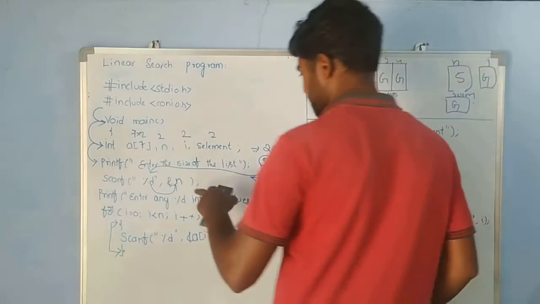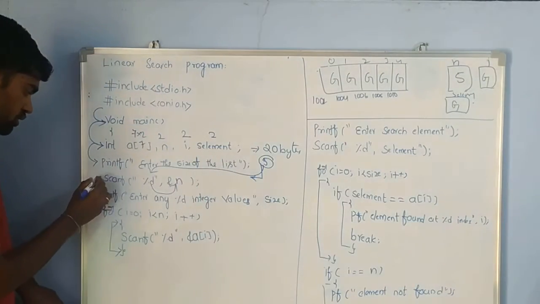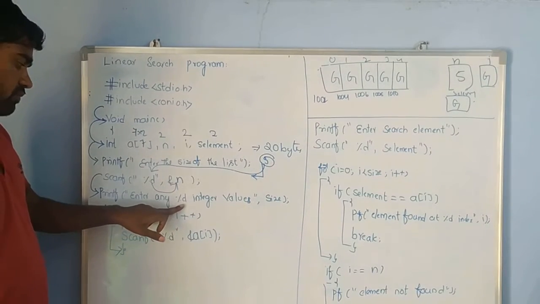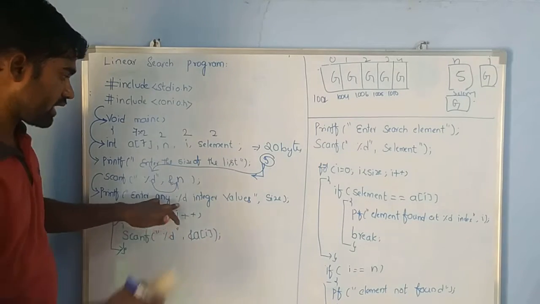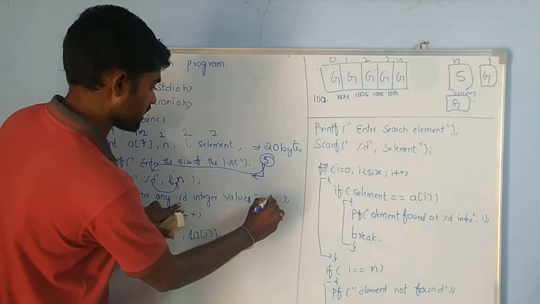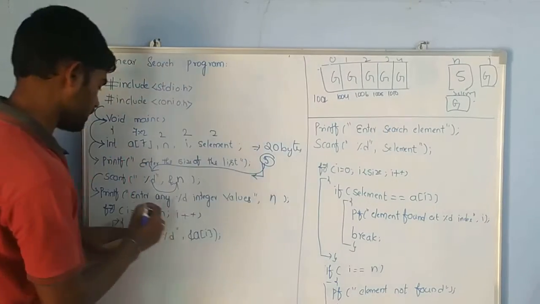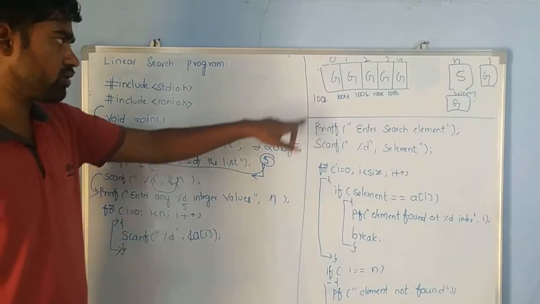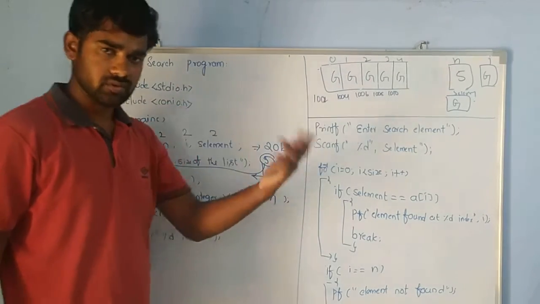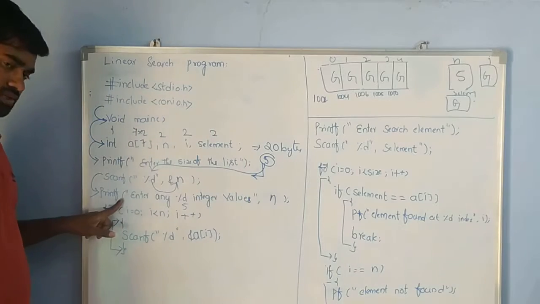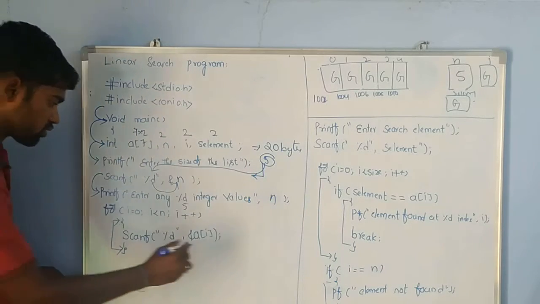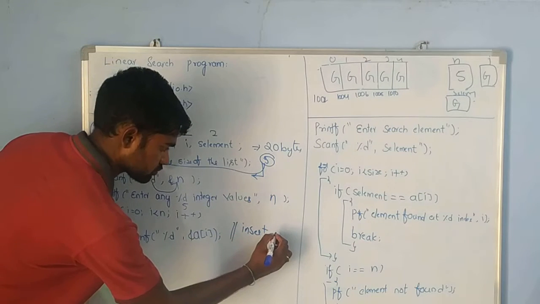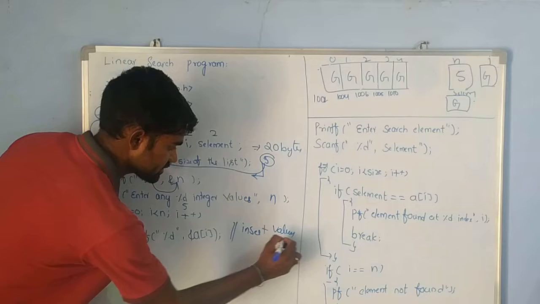So after completion of this step, next what will happen? It moves to the next line: enter any percent d, nothing but size, nothing but n value equal to what here? 5. Enter any 5 integer values into the array. Because we are going to give the values into these locations, to instruct the user we are printing this message. Now these for loops are used to insert the values into the array.